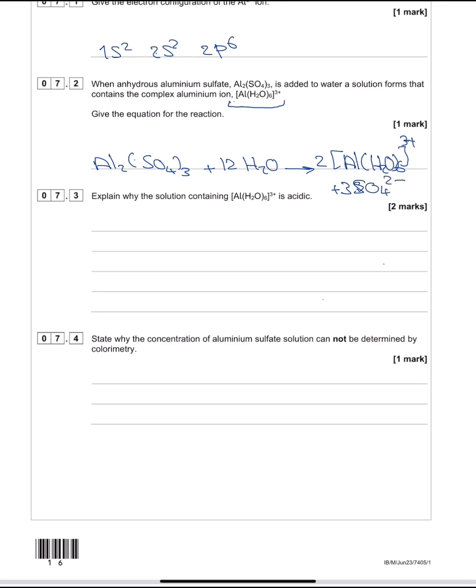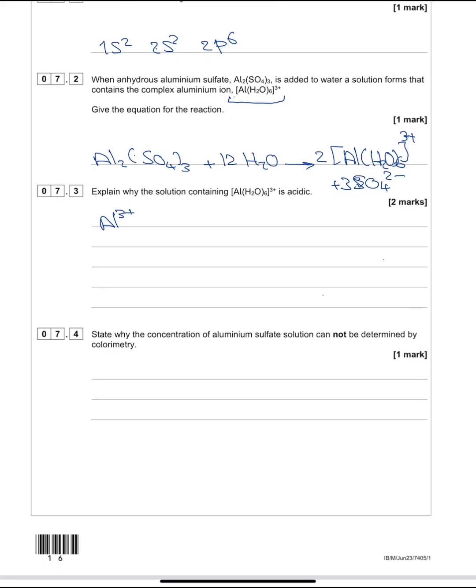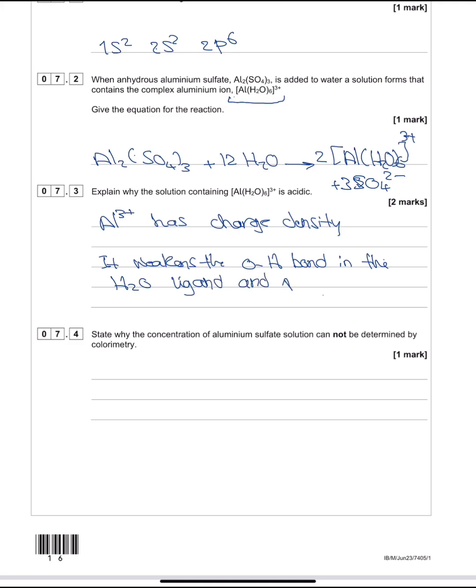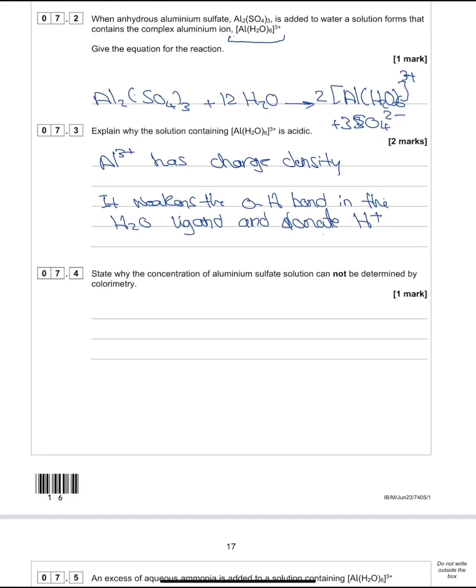Explain why the solution containing the aluminum aqua ion is acidic. This is the same for aluminum and also for iron 3 plus. So aluminum has high charge density, so it weakens the OH bond in the water ligand and donates a proton. So that's why the solution is acidic.